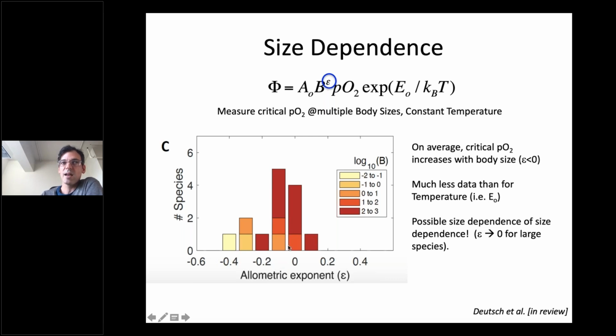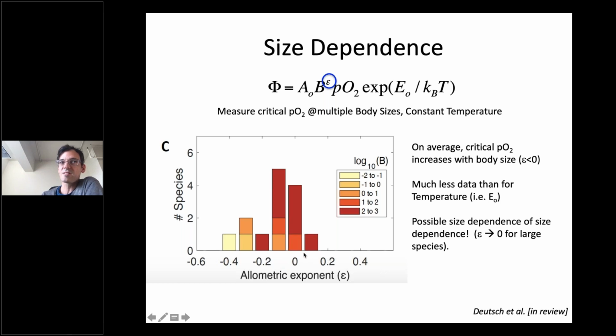And here you can see an interesting thing. First of all, on average, the values are negative, which means that as body size increases, the oxygen threshold for physiological survival increases. That means the critical oxygen pressure rises as body size goes up. Things become less hypoxia tolerant as they get bigger, on average, according to the data that exists in the literature.